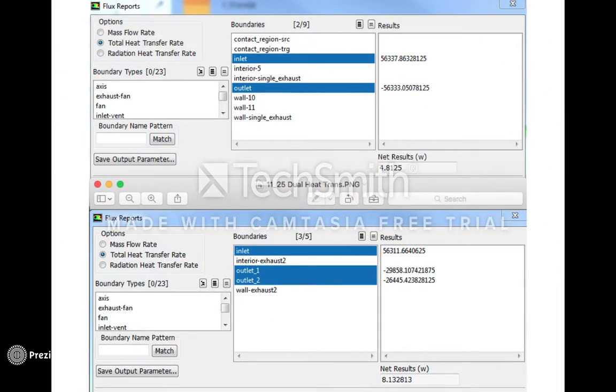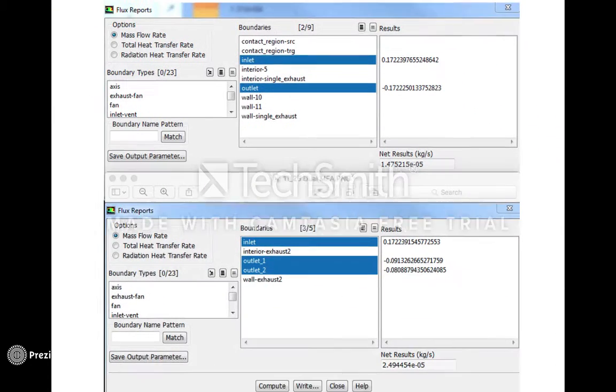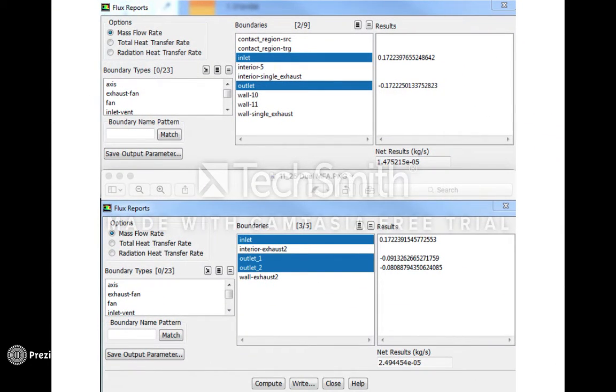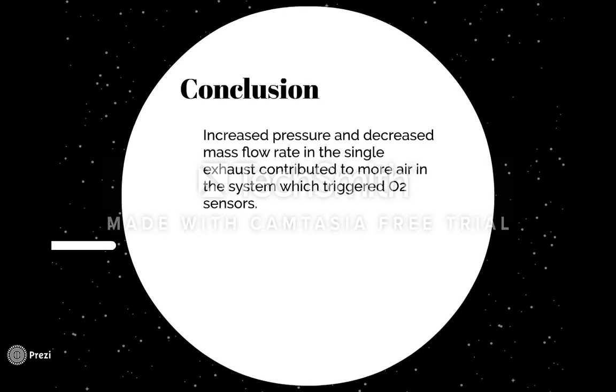Moving on, also taking a look at some of these numbers. For heat transfer rate between the two, it looks like the dual exhaust actually transfers heat about twice as well as the single. Surprise, surprise. And the mass flow rate is also considerably higher. All these things are just going to compound into an overall system working correctly.